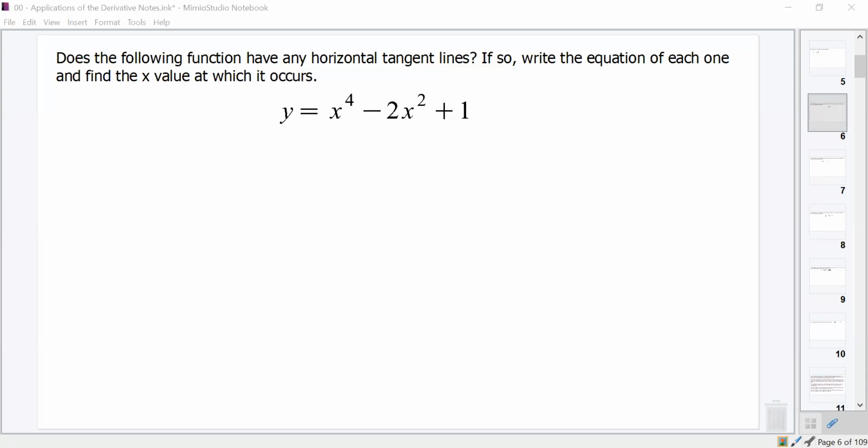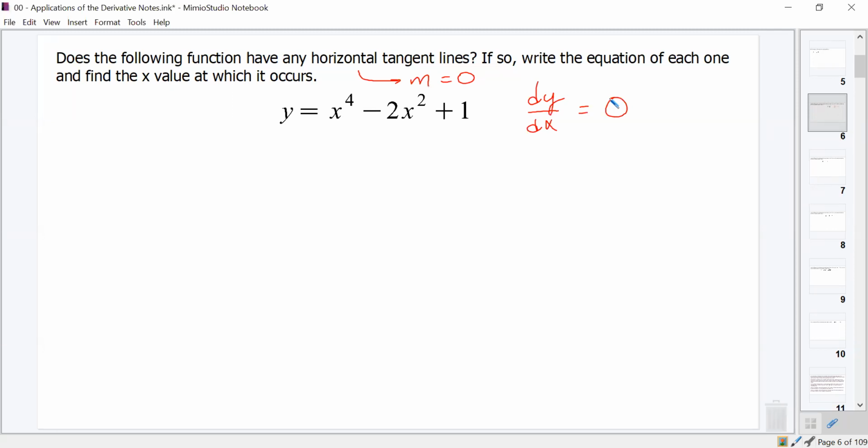We're going to look at how to find horizontal tangent lines of a function. So first thing we need to think about is, what does that even mean? Well, if we have a horizontal line, we know that means it's going to have a slope of 0. And if we're talking about a tangent line, the way we find its slope is with a derivative. So effectively, when we're looking for a horizontal tangent line, it means we need to find when dy/dx is equal to 0, or when the derivative of our function is equal to 0.